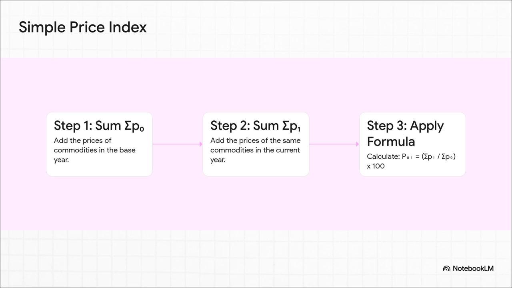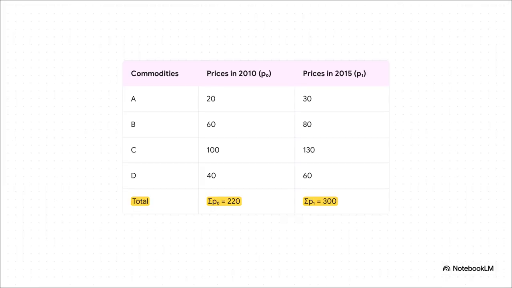Step 2, you add up the prices of those exact same items in the current year. That's your P1. And finally, you just divide the current total by the base total and multiply by 100. That's all there is to it. Let's make this real with a quick example. So in our base year, 2010, let's say our basket of 4 items costs a total of $220. Fast forward 5 years, and that same basket now costs $300. We just plug those numbers into our formula, and we get 136.36.